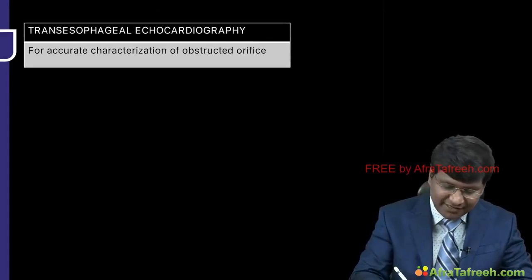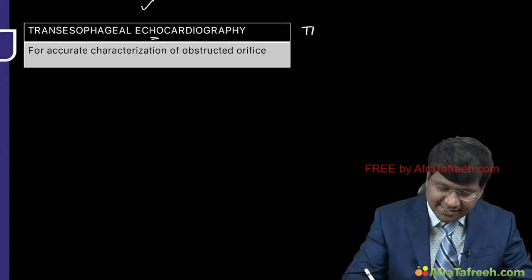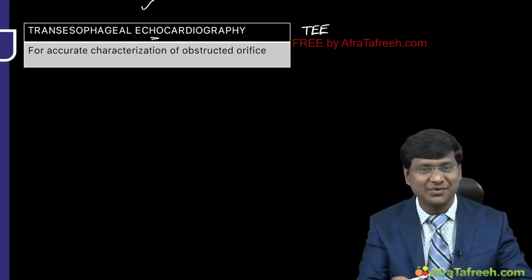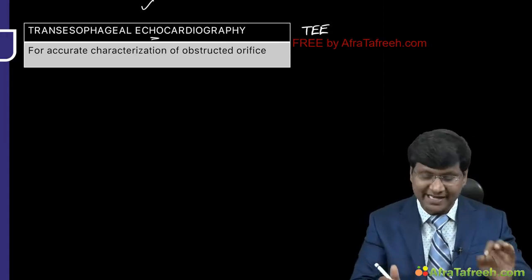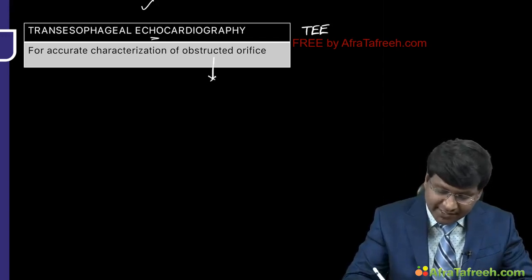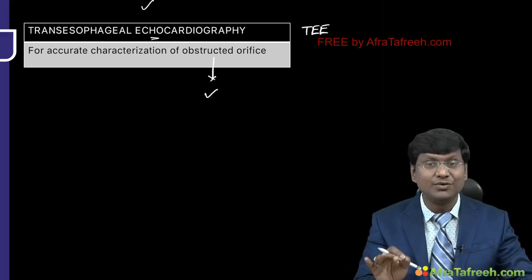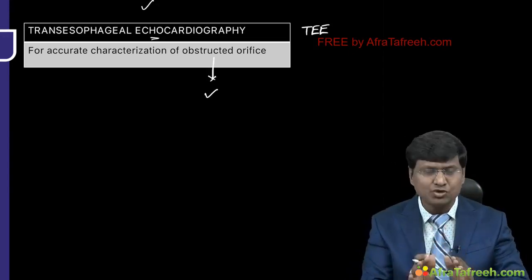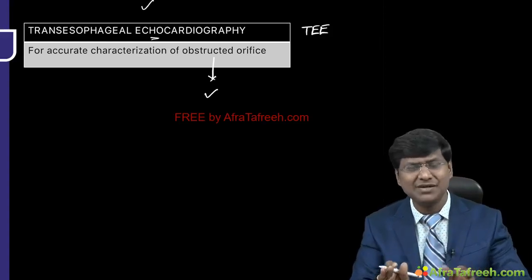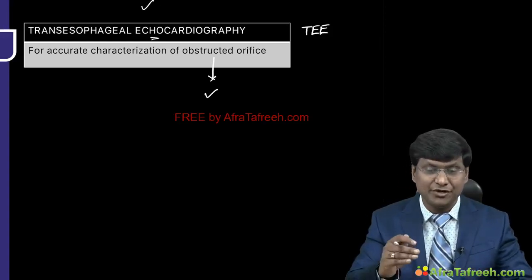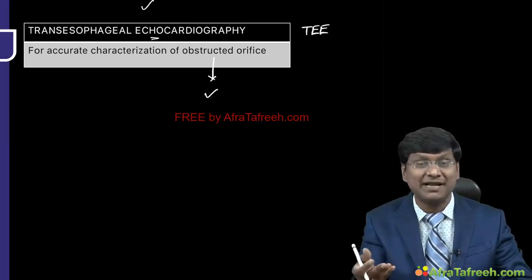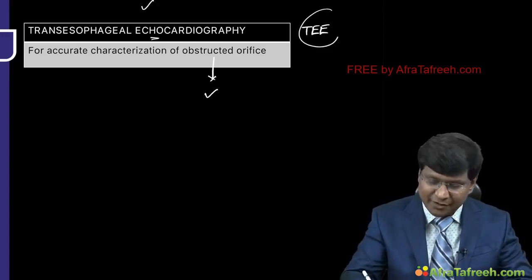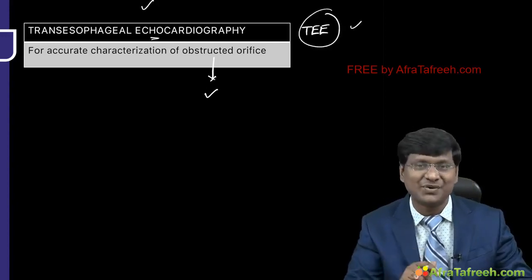And the next important investigation is the transesophageal echocardiography. Why do you want to do a transesophageal echocardiography? That is mainly for accurate characterization of the obstructed orifice. Usually, most of the time, this is not routinely done. Only in doubtful cases, or when you are planning for transcatheter aortic valve replacement or transcatheter aortic valve implantation, that is the point when we do this transesophageal echocardiography.